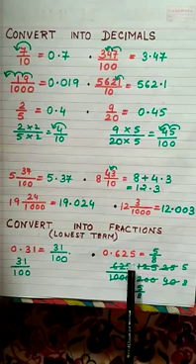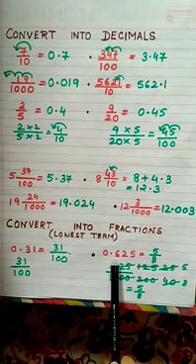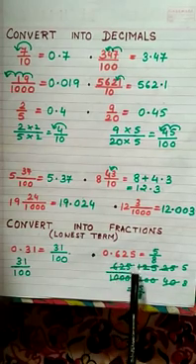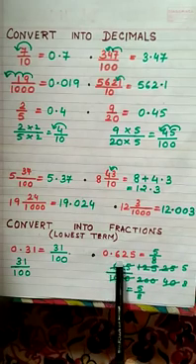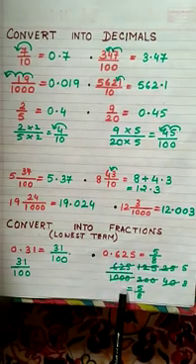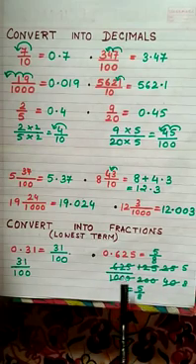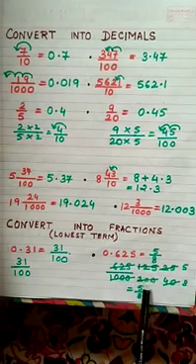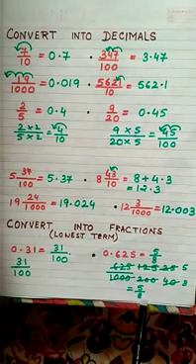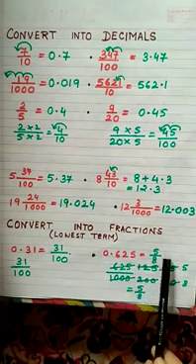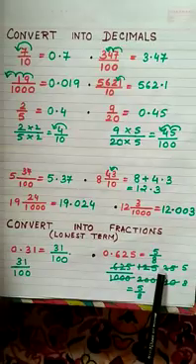Here we have 0.625. Now 0.625, first we write the digits 625, and then after decimal we have 3 digits, so we give 3 zeros, that is 1000. We can cancel this by 5 every time and bring it down to 5 by 8. So the lowest form will be 5 by 8.